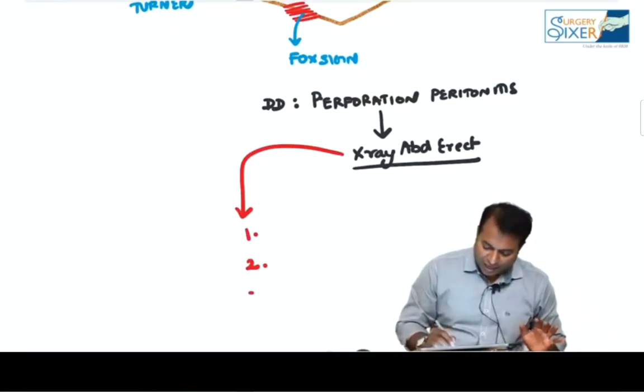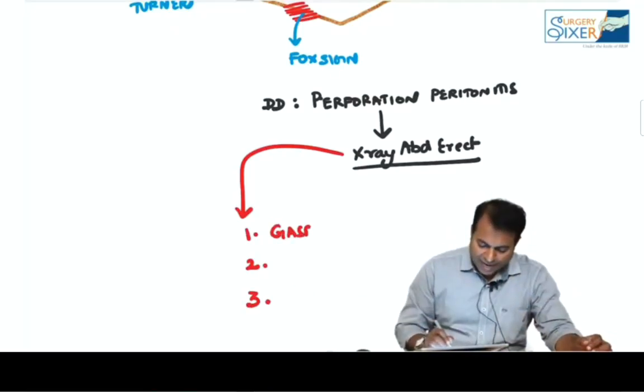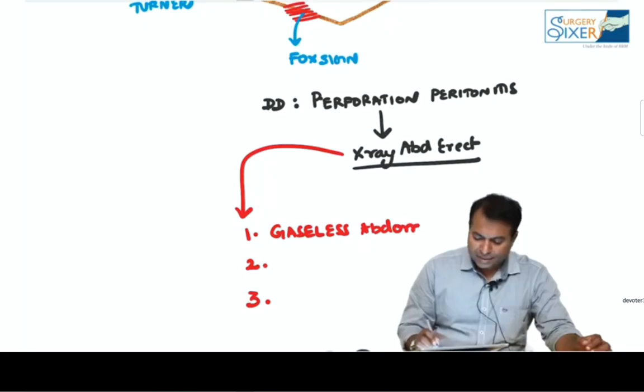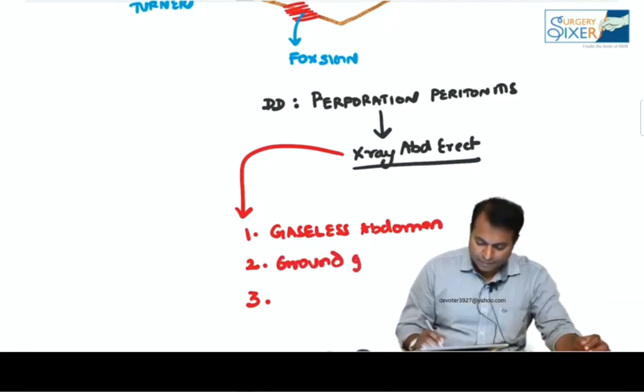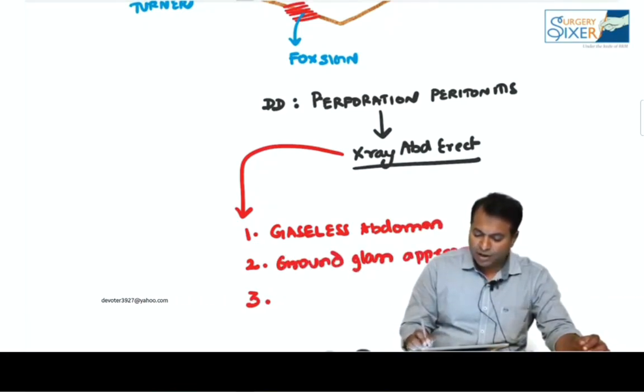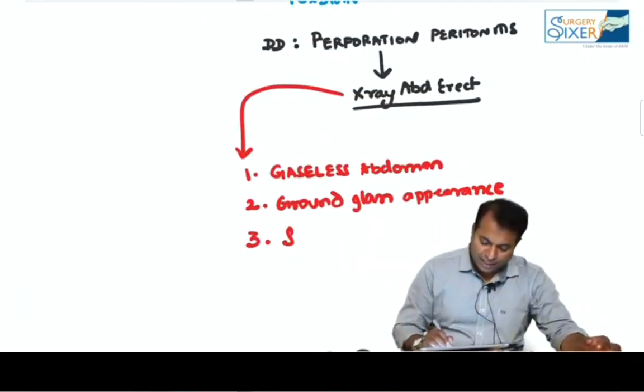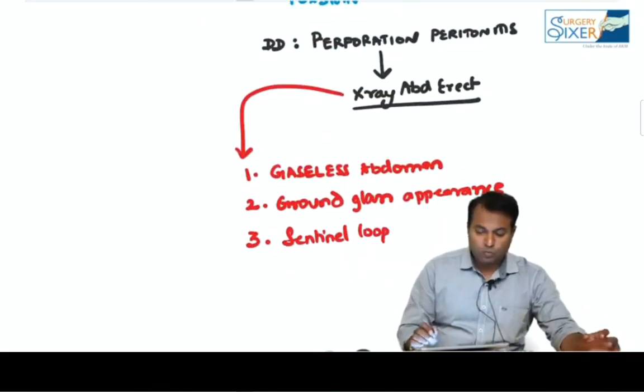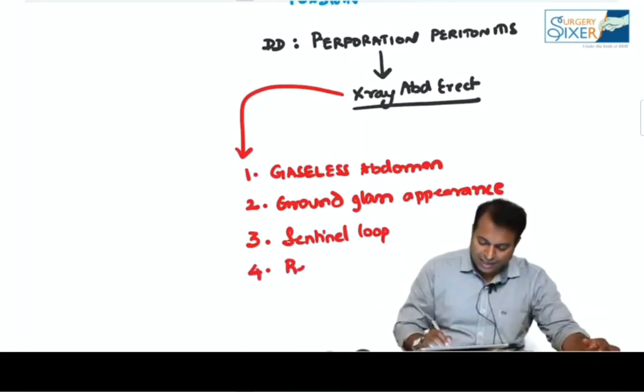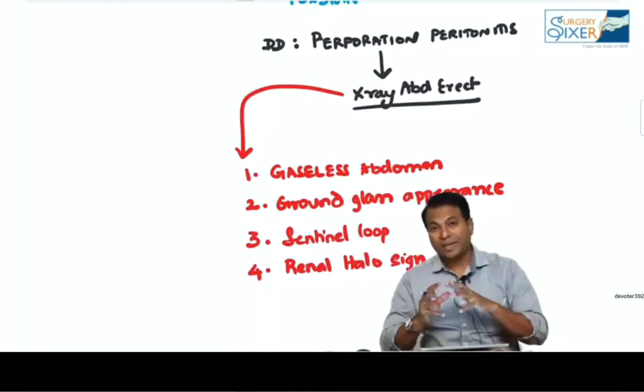What are the signs seen in acute pancreatitis? Last year's neat question. Gasless abdomen, ground glass appearance, and gasless abdomen are due to fluid collected inside the abdomen. And there may be a sentinel loop. What is a sentinel loop? A bowel loop of small intestine not functioning. That is the sentinel loop. You can also see renal halo sign, which is also seen in perforation, but renal halo sign means air around the retroperitoneal region due to infective pancreatic necrosis.